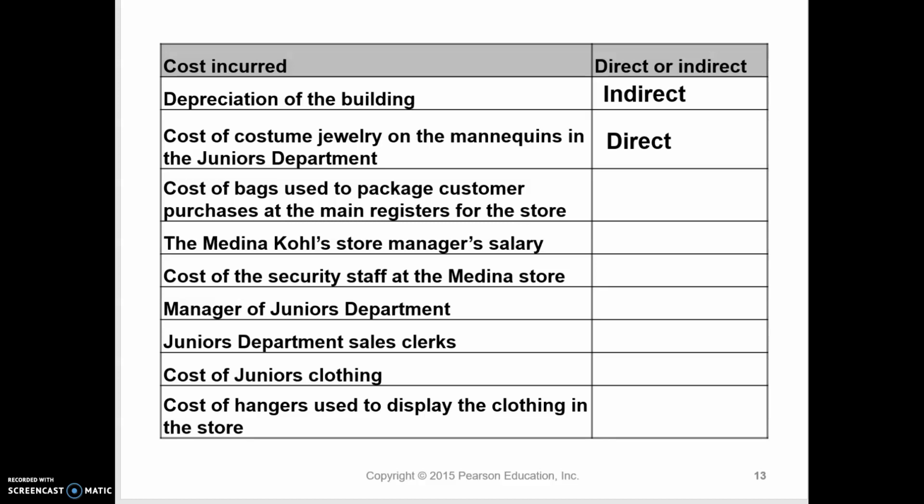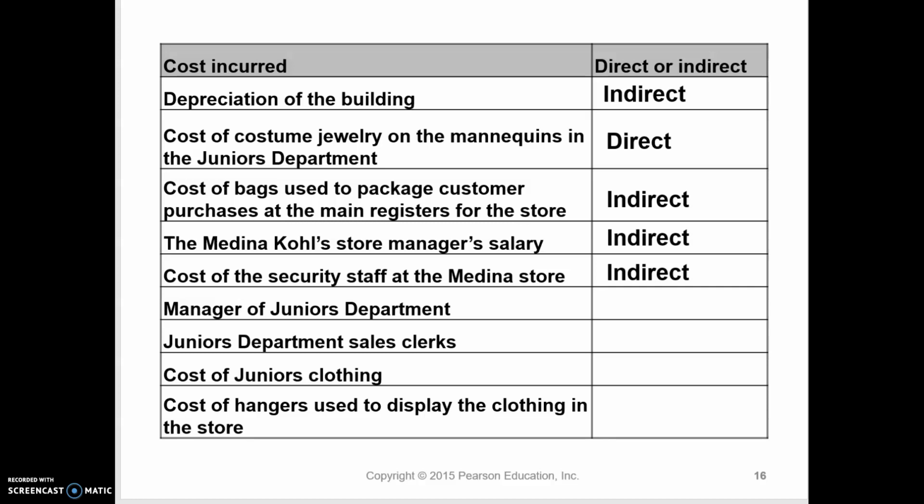The cost of the bags used to package customer purchases at the main registers for the store, right? That would be an indirect cost, because when customers go to the cash register at Kohl's, they can have items from all the departments, not just the juniors department. So the cost of the bags are being incurred for all departments. That's an indirect cost. The Kohl's store manager salary, that would be an indirect cost. It doesn't just benefit the juniors department, it's the entire store. The cost of the security staff at this Medina store would be an indirect cost.